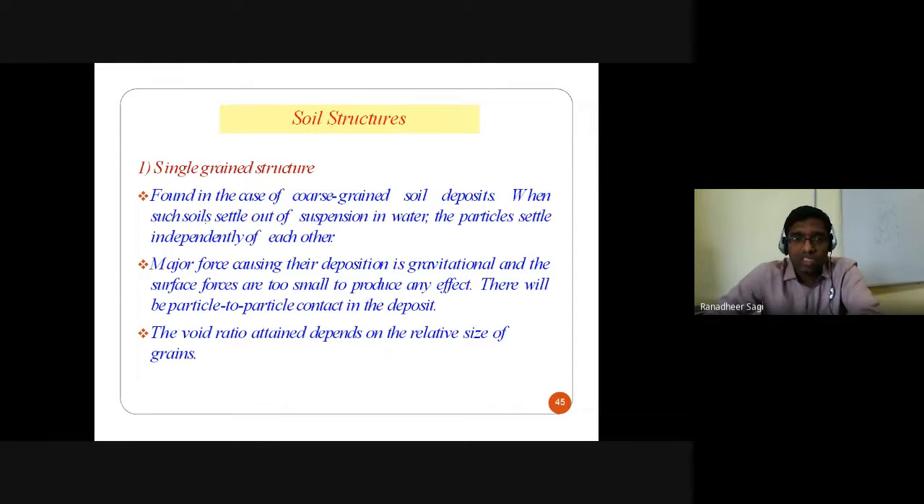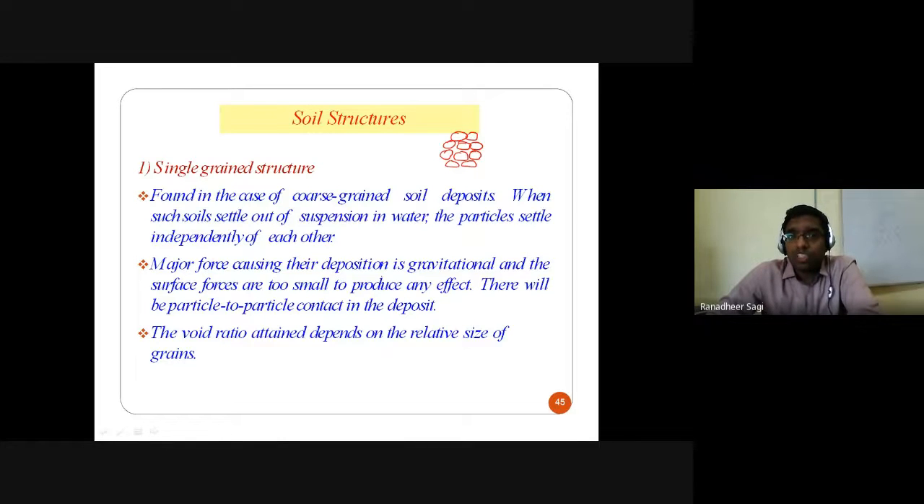When such soils settle out of a solution in water, whenever soil grains present in the water try to settle because of the gravitational force acting on those particles, and if they are coarse grained soil particles, the way those particles arrange themselves to settle with respect to the position of other grains in the soil skeleton structure is what we call single grain structure.